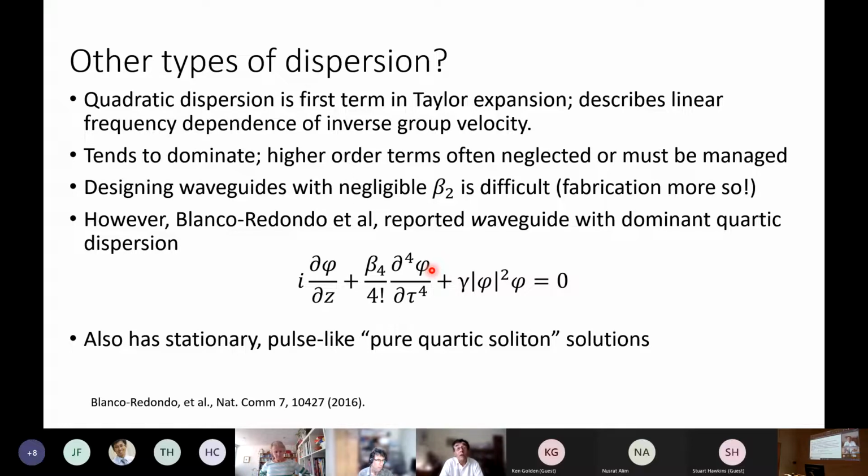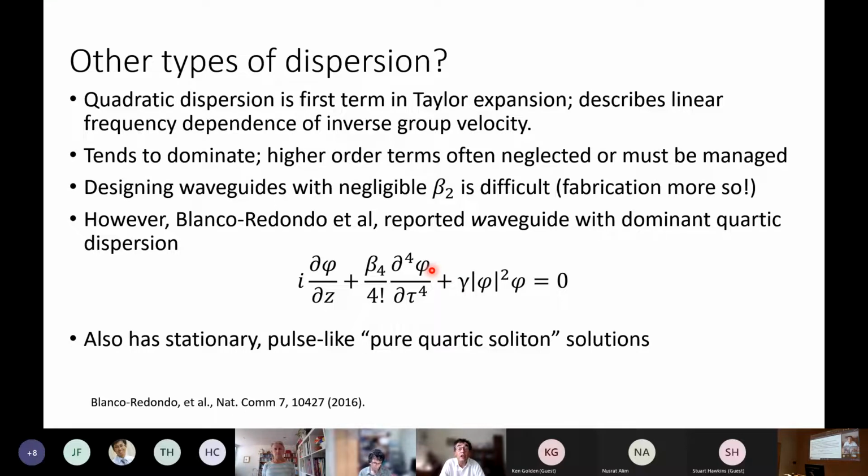And what we have found, in fact, is that designing waveguides which have a negligible beta 2 is actually quite hard. And fabrication is even more so. But nonetheless, there was this experiment by my coworker Andrea Blanco Redondo about 5 or 6 years ago, who reported experiments in a waveguide with dominant quartic dispersion. So both beta 2 and beta 3 were zero.